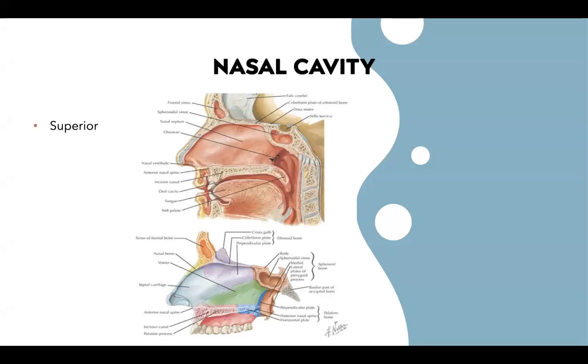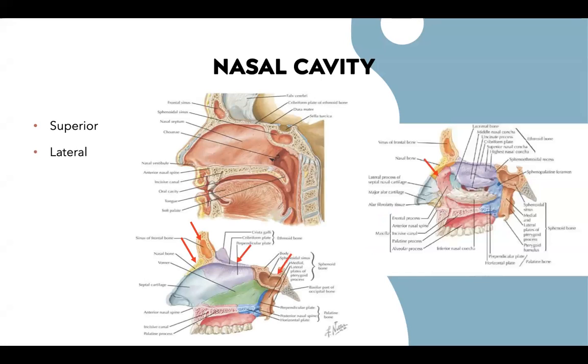Starting with the superior border, here shown in red arrows, we have the nasal bone, frontal bone, cribriform plate of ethmoid bone, and body of sphenoid. Laterally, we have the maxilla, ethmoid bone, palatine, medial pterygoid plate of sphenoid, inferior nasal concha, and the lacrimal bone in green. Inferiorly, we have the palatine process of the maxilla and horizontal plate of the palatine bone.